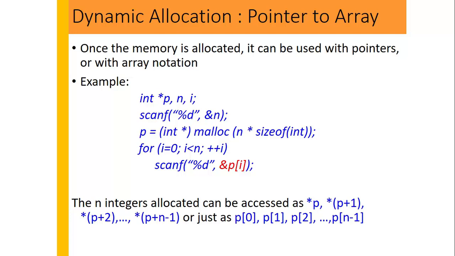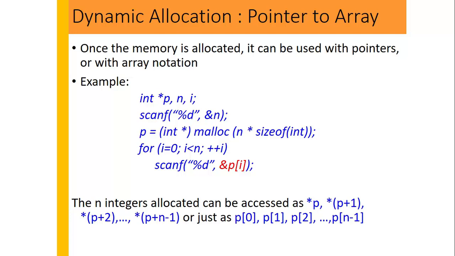We have int star p, pointer p, n and i. We scanf the value of n. n is the number of integers we are looking to allocate. Then we put p is equal to int star typecasting malloc n into sizeof integer. So we have n integers of space allocated to us, and the starting address assigned to p. For i is equal to 0, i less than n, i plus plus, we can scanf using p square bracket i, as we do in the case of normal arrays, right?